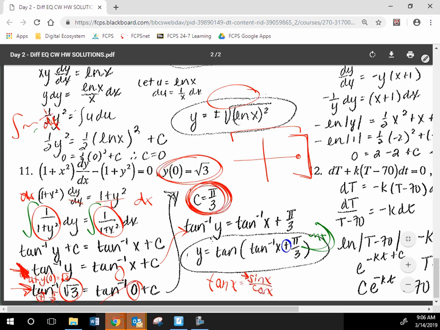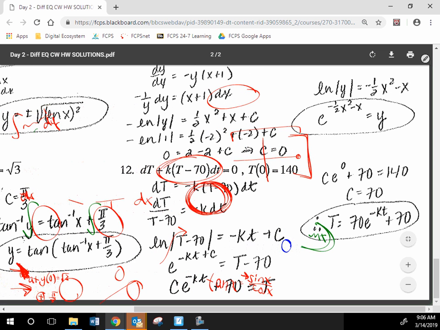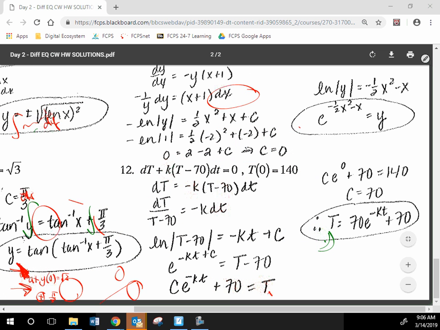Questions with number 11? And then number 12. Again, you had to do some maneuvering first. Looks like T is our function that we're working with. So I want dT over dt. Let's go ahead and just subtract this full piece over, so then I've got my dT on one side and my little t on the other side.